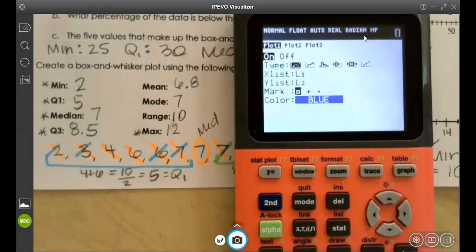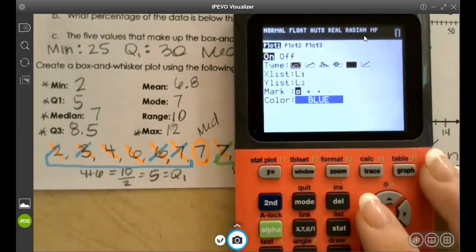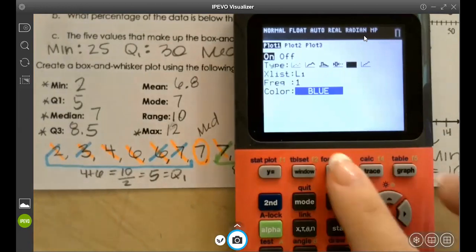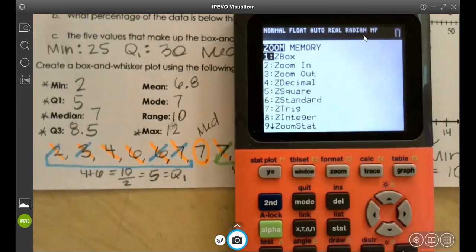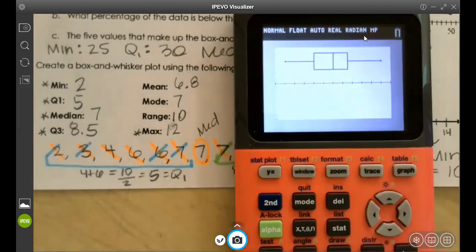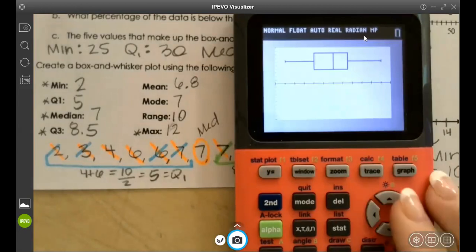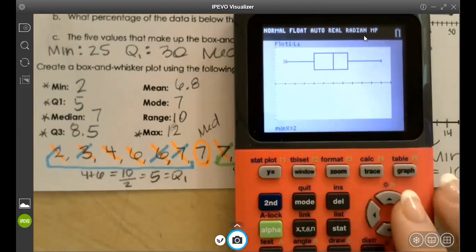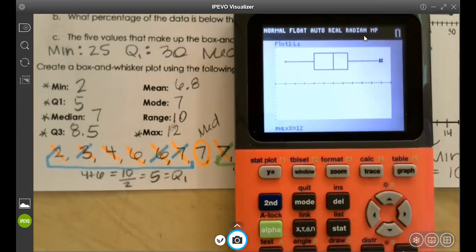And I'm going to turn that on. And then if you look, there are 2 different box plots. On this one, it's probably not going to matter, so I would just do this one. Anywhere else, I would do the other ones. The other ones show the little dots, which would be outliers, but I'm not ready for that yet. And then I would Zoom 9 or Zoom Stat. If you hit Trace and you move over, you'll see that it gives you all those values. That's it. Got it? So your calculator will graph it for you, and you just copy it onto your paper.